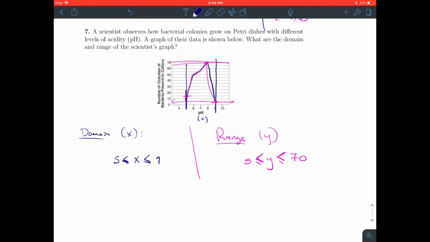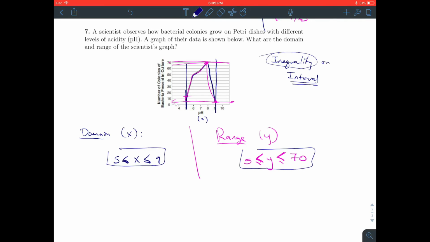Because in this problem it didn't say inequality or interval notation, you're able to choose whichever one you prefer better. I prefer inequality notation, so I used inequality notation for my final answers right here and here. If you chose interval notation, your final answers would look like this. 5 to 9, both are included. 5 to 70, both are included.